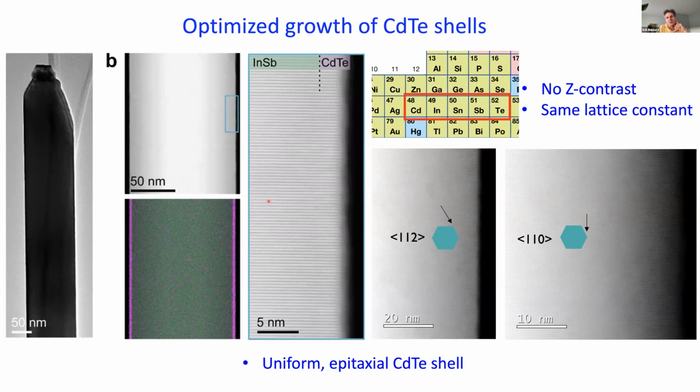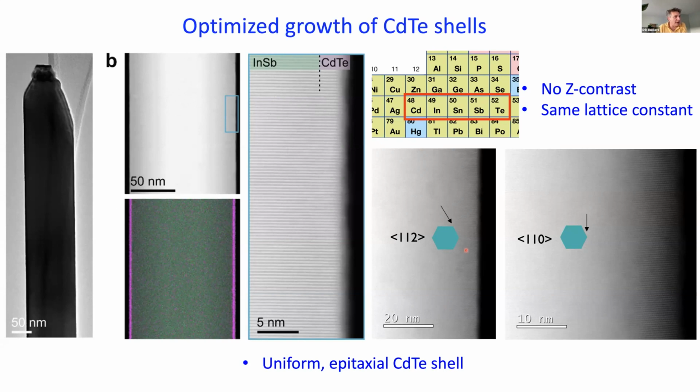Luckily, we can also do EDX imaging, energy dispersive X-ray analysis, and with this we can actually distinguish these different chemical elements. Here in the center, you can see the indium antimonide. You can see that we have a very thin shell of cadmium telluride. And I think you can also see that this shell is quite uniform.